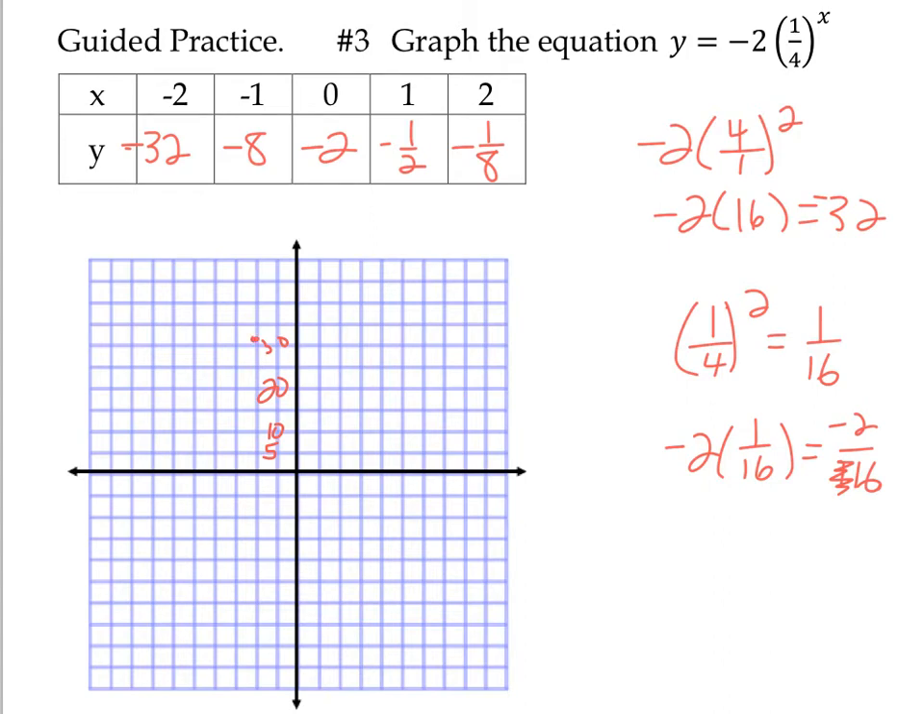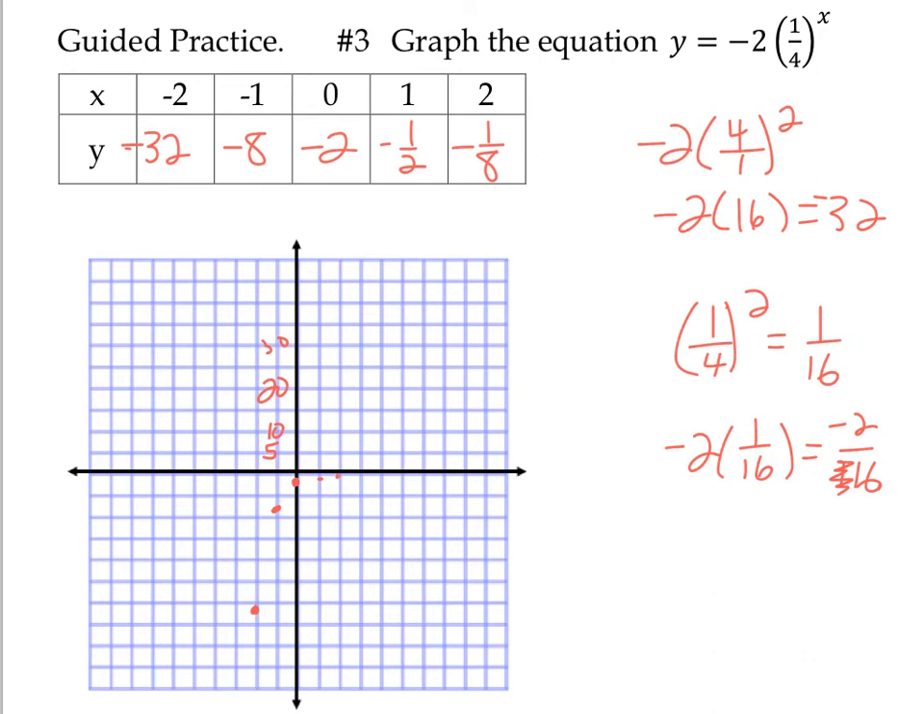So for -2, -32, just a little bit above 30. We have -1, -8. I put that in the wrong spot. Let's erase that last dot. Got to pay attention to those negatives. -2, -32, right around there. -1, -8, so not quite to -10. 0, -2, our y-intercept. 1, -1/2, and then 2, -1/8, and that's almost at 0.